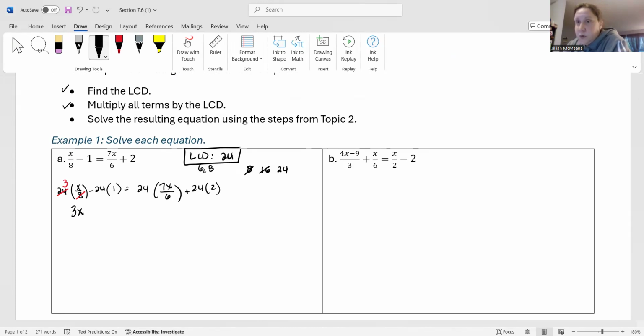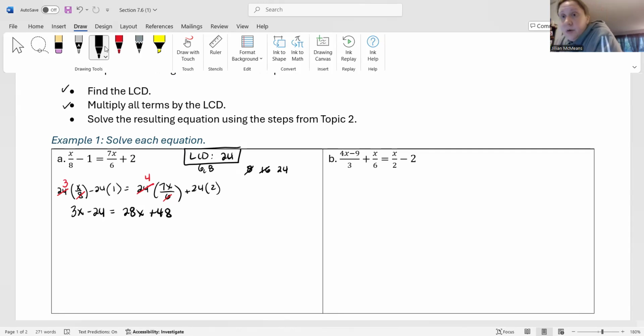And then negative 24 times 1 is just negative 24. And then I have 24 times 7x over 6. Well, that 6 in the denominator divides into the LCD of 24 4 times, leaving me with 4 times the numerator. So 4 times 7x is 28x. And then 24 times 2 is just 48. So I get plus 48.